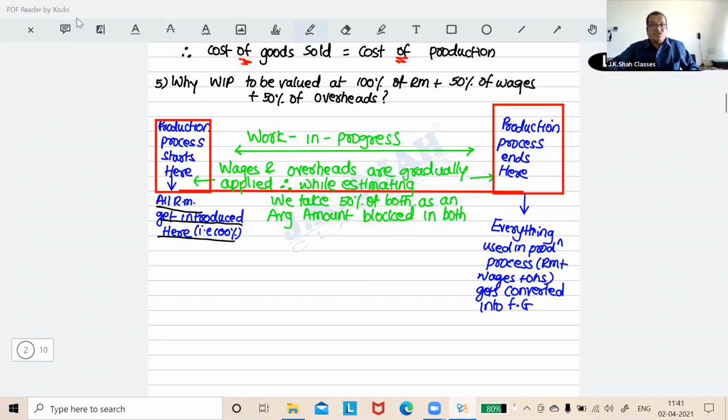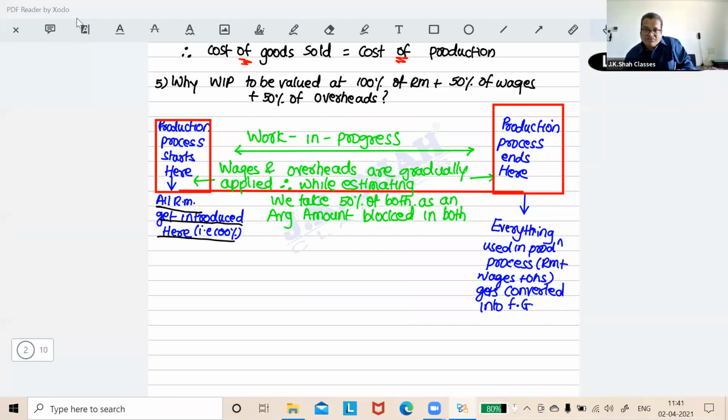And what happens over here? Everything used in the process of production, that is raw material, wages, overheads, gets converted into finished goods, right? So over here, 100% raw material got introduced, and over here everything is 100%. Raw material is 100%, wages are also 100%, and even the overheads are also 100%. Only then it gets converted into finished goods. But sir, from this box to this box, this is all work in progress.